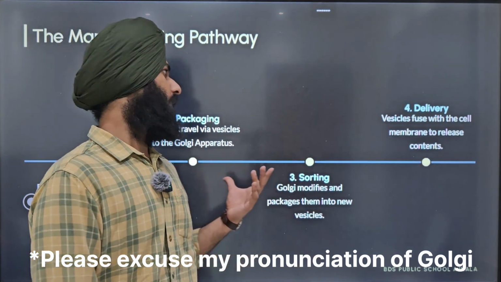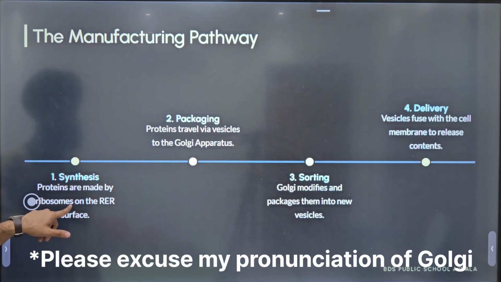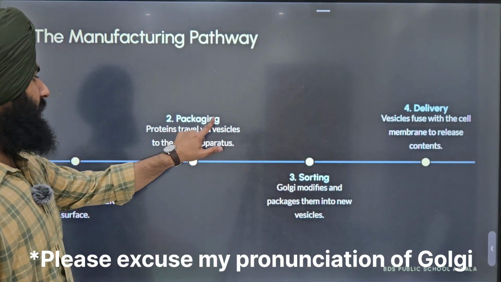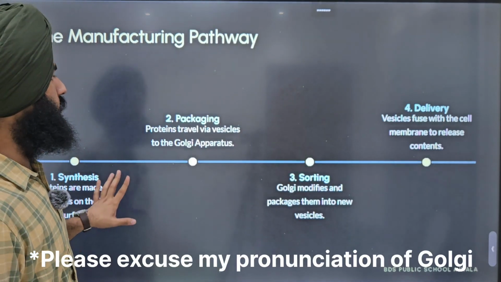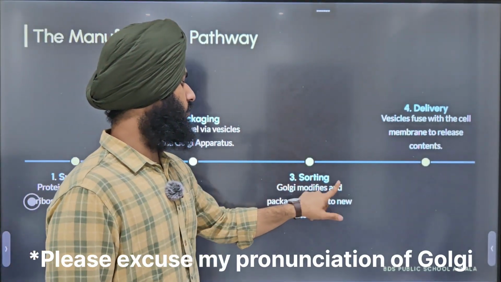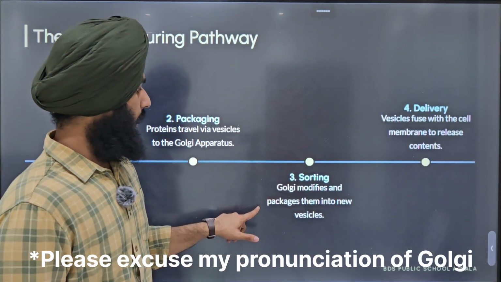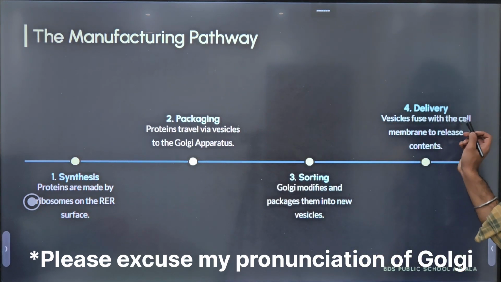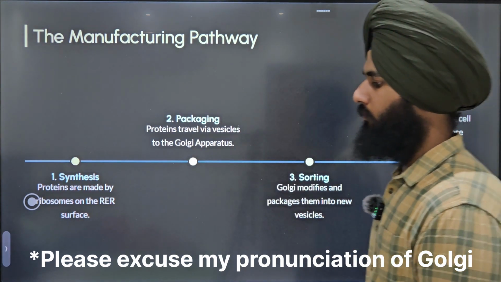So this is the manufacturing pathway. Synthesis: proteins are made by ribosomes on the RER surface, the rough endoplasmic reticulum. Packaging: proteins travel via vesicles to the Golgi apparatus. Over there, the sorting process takes place. The Golgi modifies them and packages them into new vesicles. Finally, delivery: vesicles fuse with the cell membrane to release their contents.